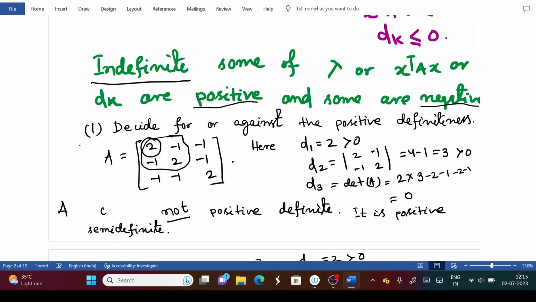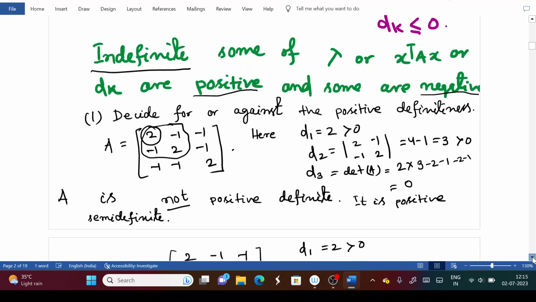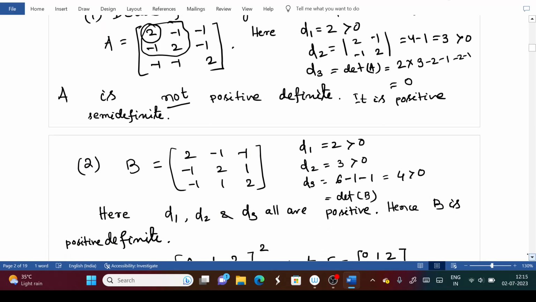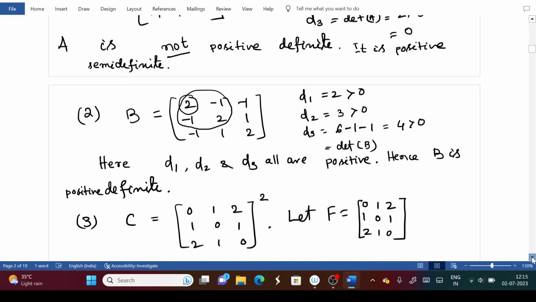A is not positive definite. It is positive semi-definite. Next, B. Here D1 is 2, D2 is 3, and the whole matrix determinant is 4, which is positive. So here D1, D2, D3 all are positive, hence B is positive definite.